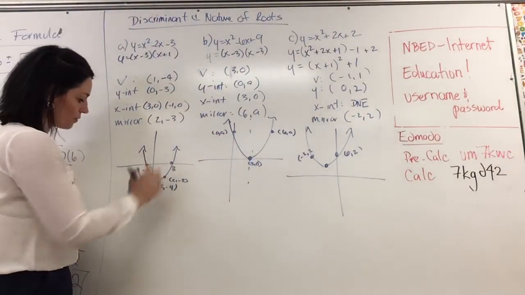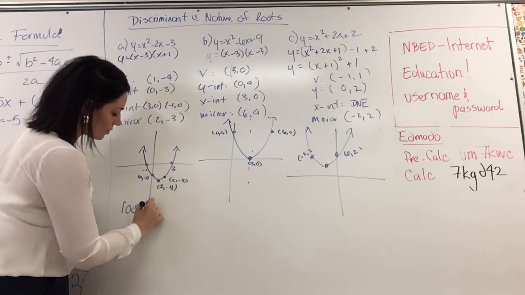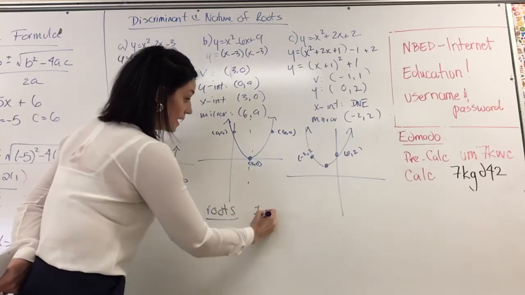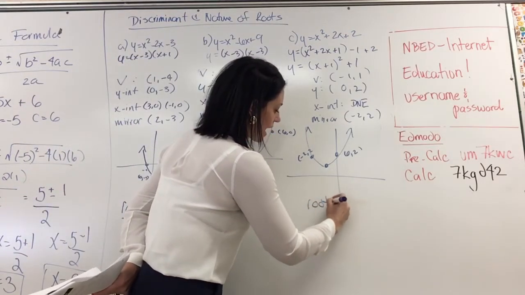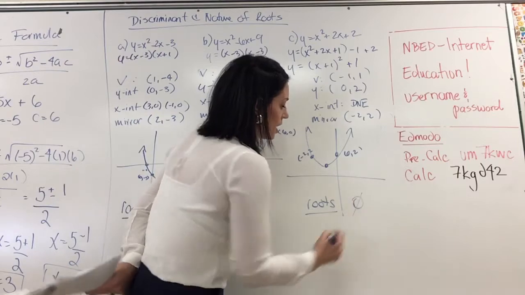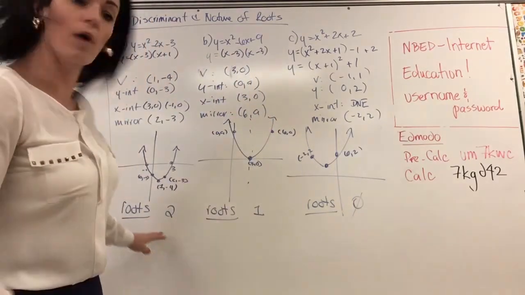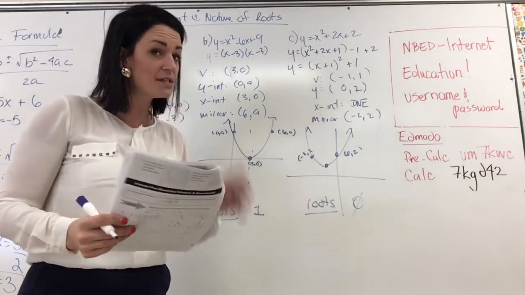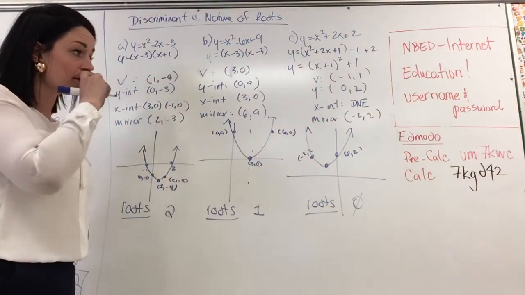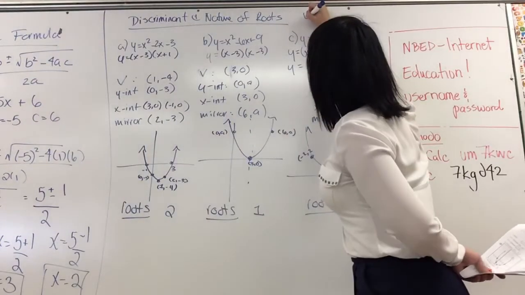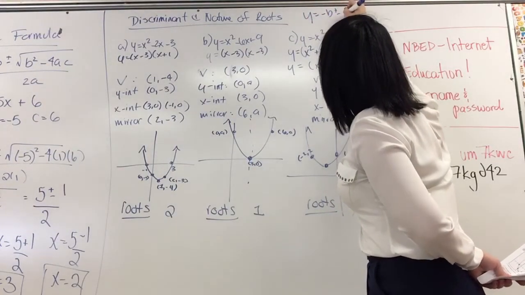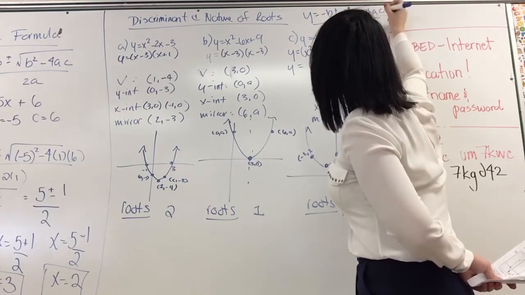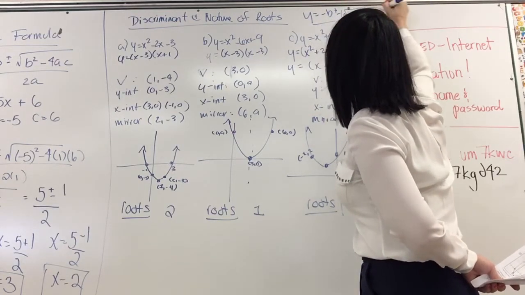So how many roots do I have over here? I have 2 roots. And by roots, I mean that's another word for x-intercept. How many roots do I have here? 1. And how many roots do I have here? I have none. So basically, do I have to do all this work to figure out that I have 2 roots, 1 root, and no roots? And the answer is no. I just need to figure out the discriminant. The discriminant is the part underneath the radical in the quadratic formula. This part right here is going to tell me all the secrets.